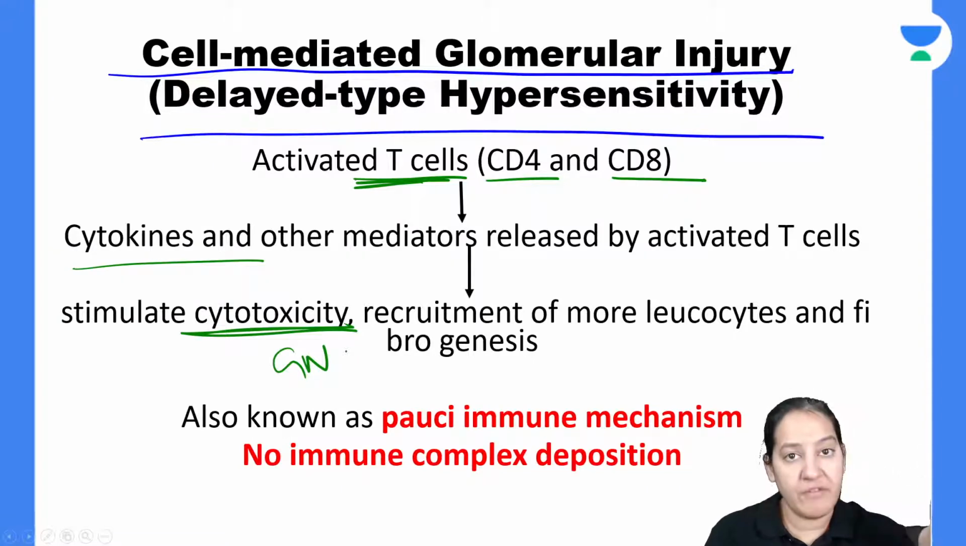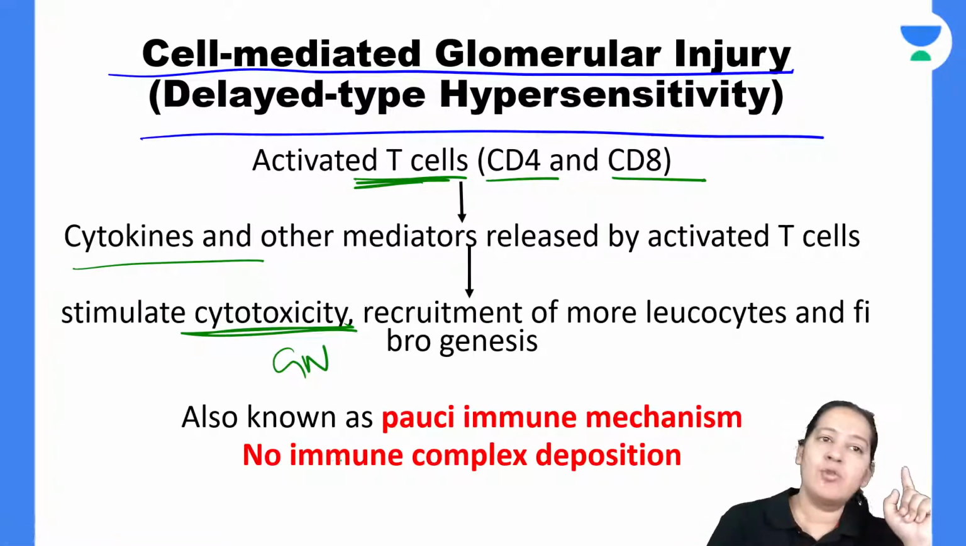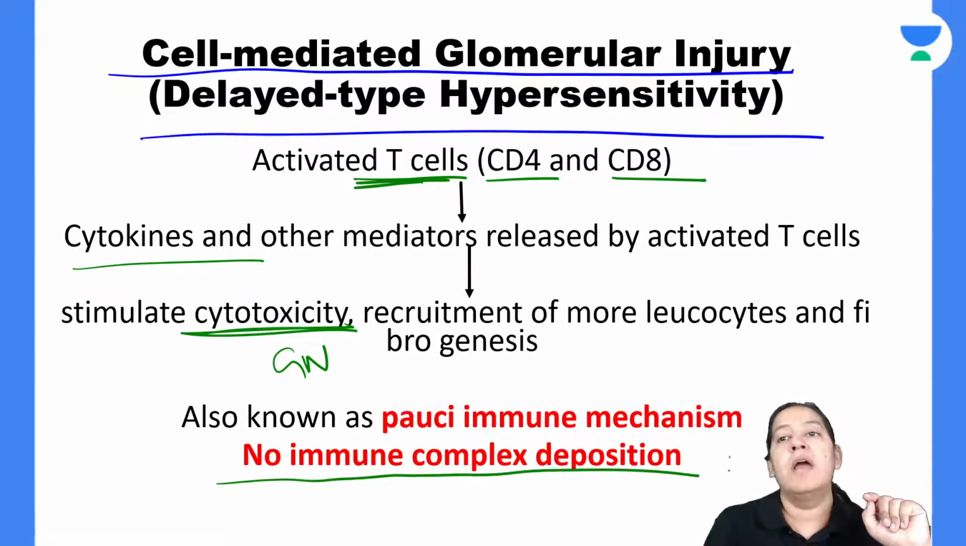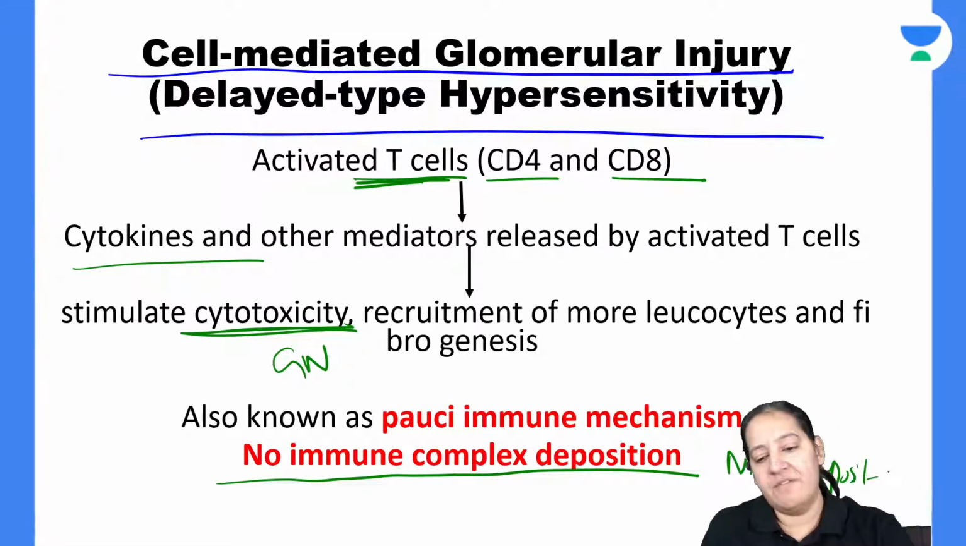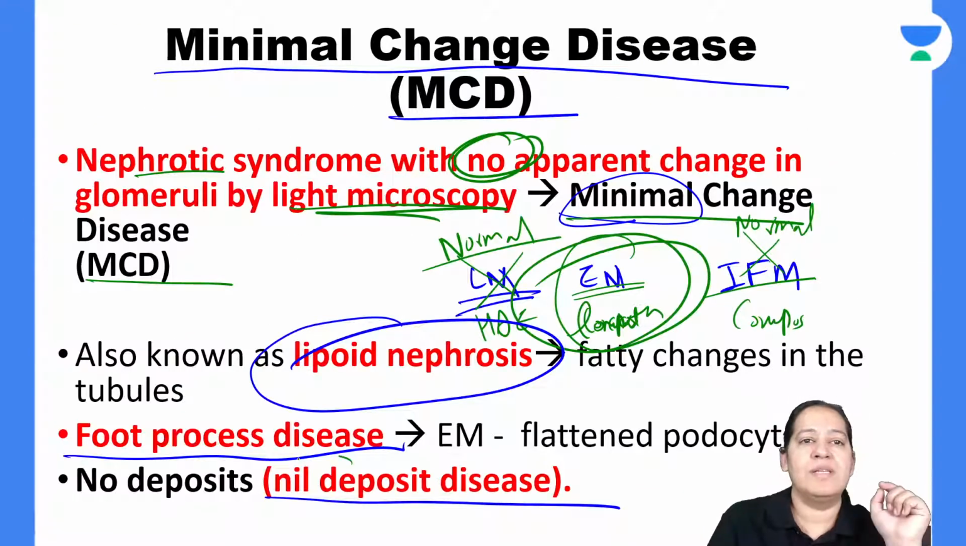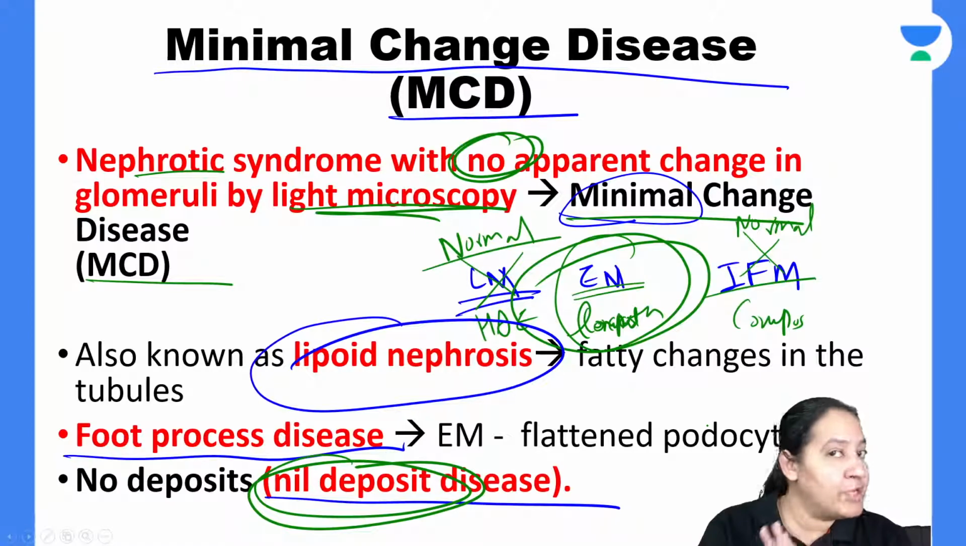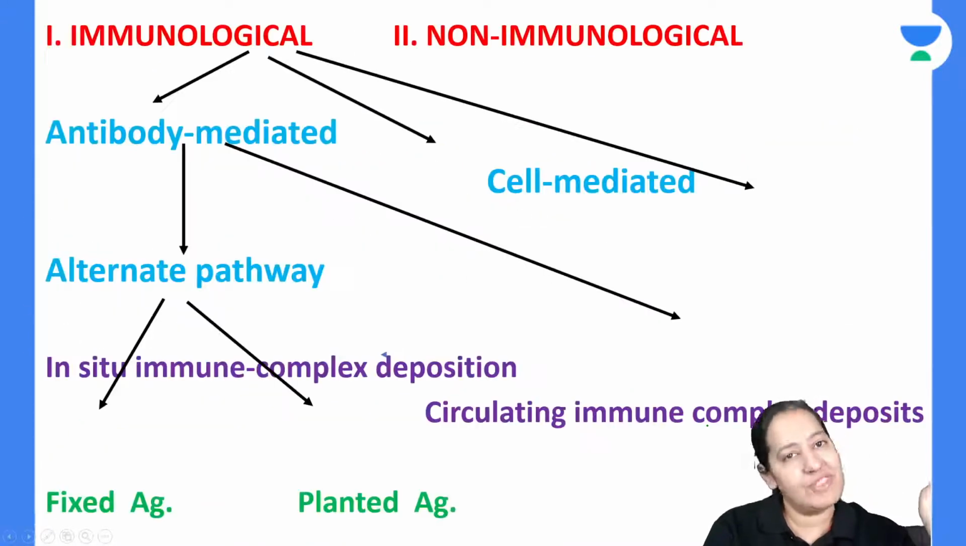So here glomerulonephritis is not due to antigen antibody complex. Since no immune complexes are formed, it is known as nil deposit disease. Nil deposit, that is one of the names given to it. I have told you here, it is known as nil deposit. Why? Because no antigen antibody complexes are formed, because in etiopathogenesis, antibody does not have any role. It is cell mediated.